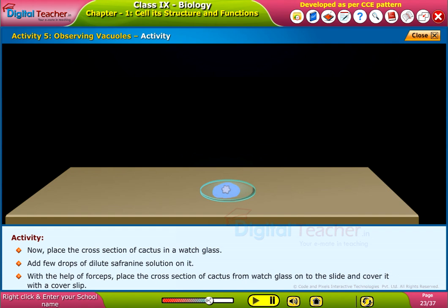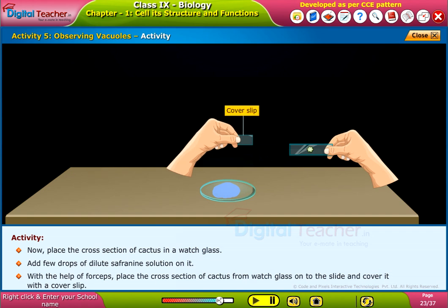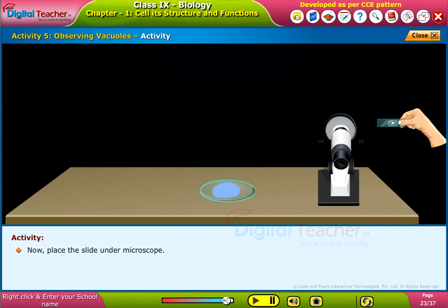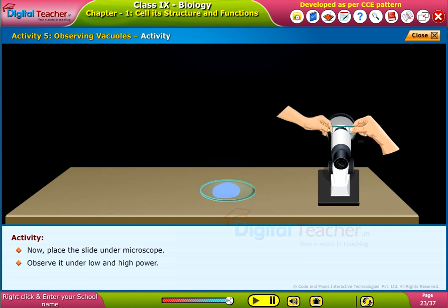With the help of forceps, place the cross-section of cactus from watch glass onto the slide and cover it with a cover slip. Now place the slide under microscope. Observe it under low and high power.